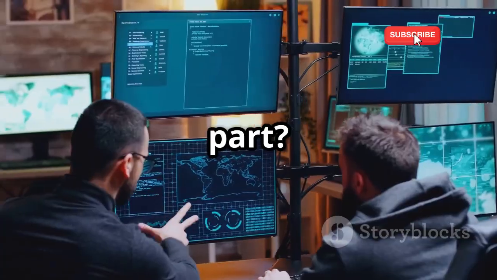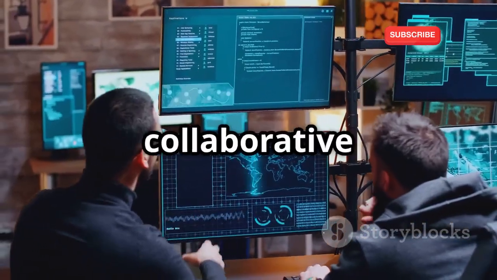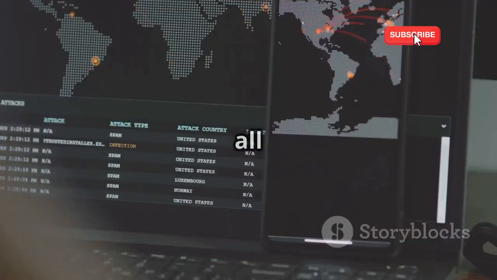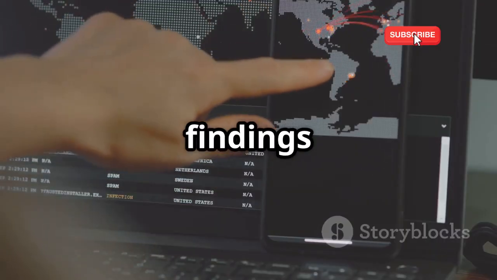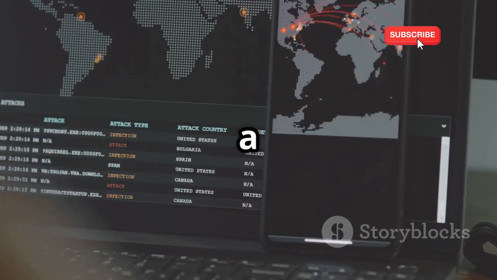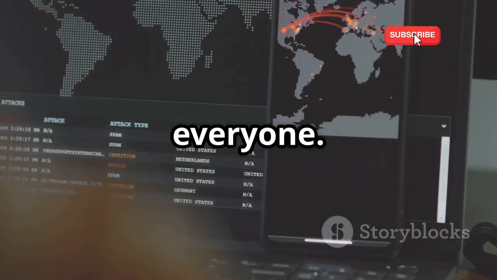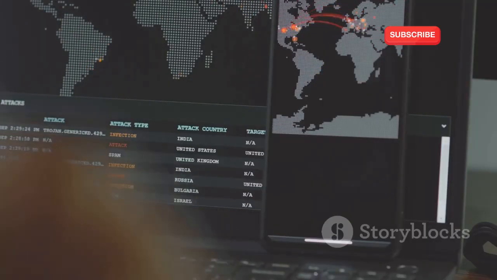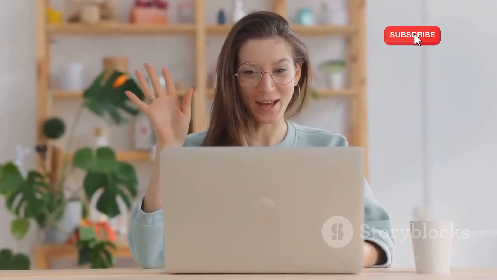And the best part? Cybersecurity research is a collaborative field. Researchers from all over the world share their findings and work together to make the internet a safer place for everyone. The possibilities are endless.